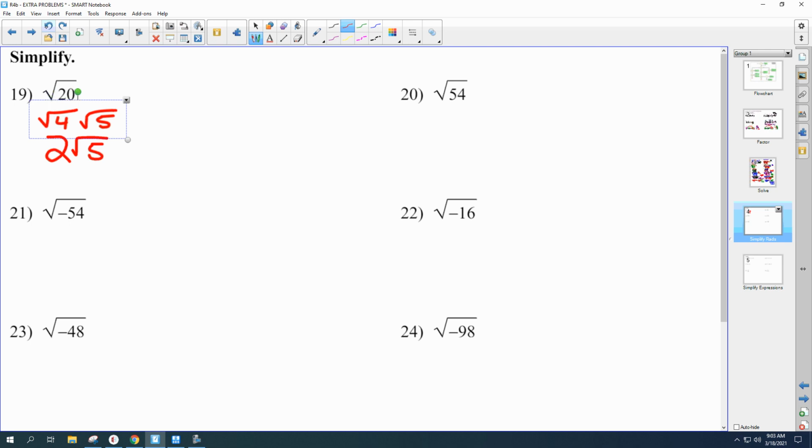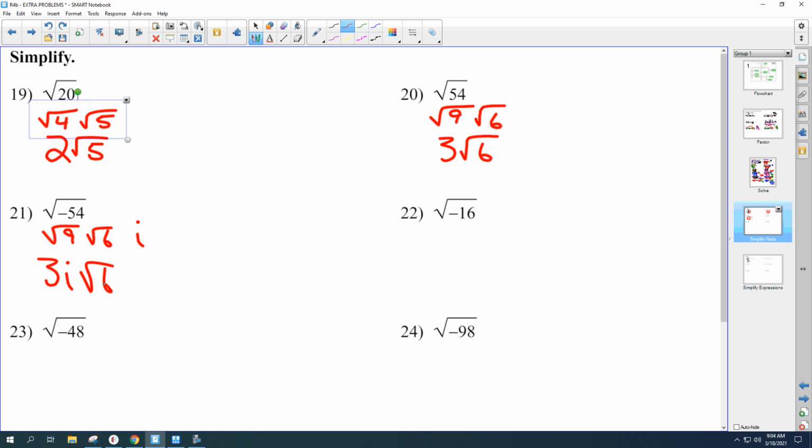Square root of 54, I split it into 9 times 6. Square root of 9 is 3, so I've got 3 times the square root of 6. Square root of negative 54. All right, negative is going to have an i on it, so it's basically the exact same thing as number 20. Split it into a 9 and a 6, but just understand that your negative is going to make this imaginary. You're going to have a 3 and an i and a square root of 6.